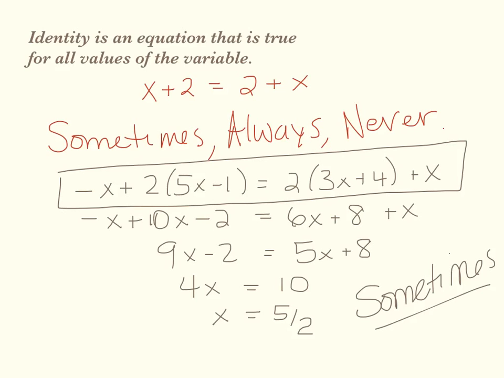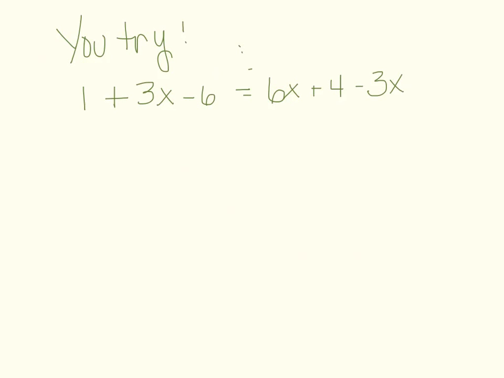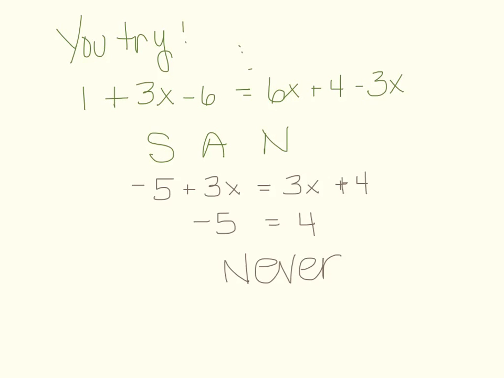Okay, so let me try some more. Tell me if this is sometimes true, always true, or never true. Try that. So the answer here is never, because I was able to simplify this down to a false statement. Okay, it's false. -5 does not equal 4. So there's no value of x that's ever going to make -5 equal 4. So that's just never going to come true. There's no value of x you'll ever find.